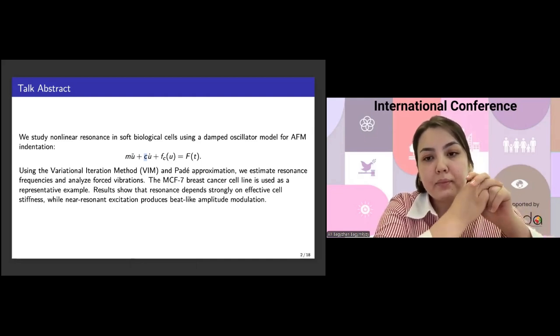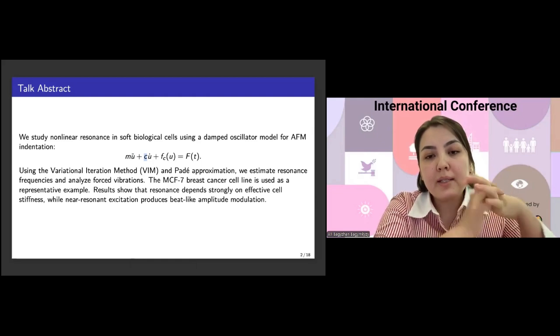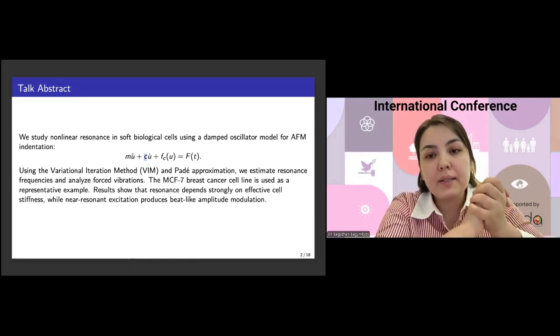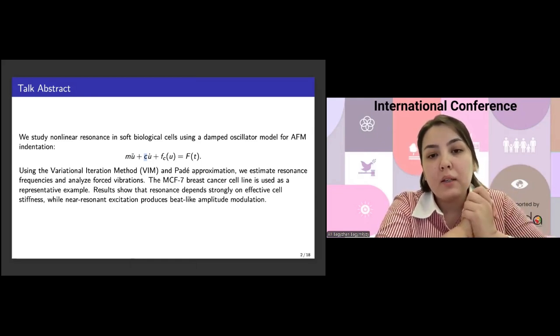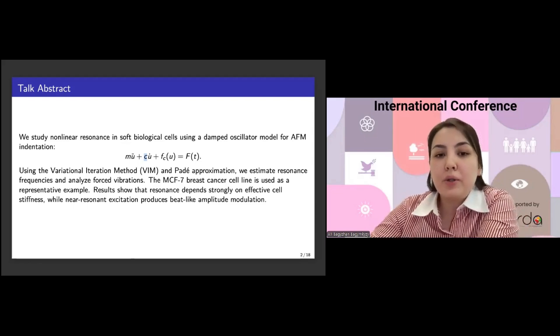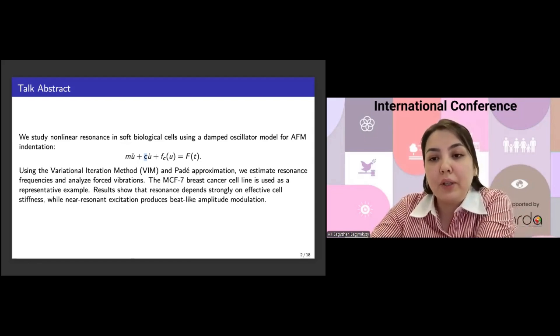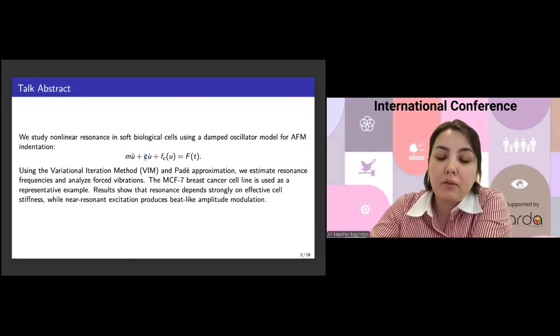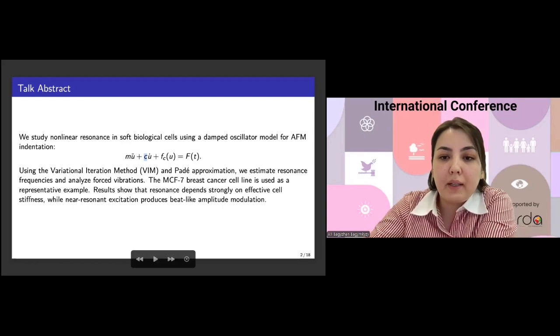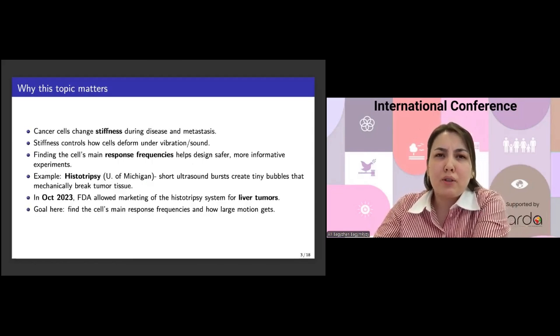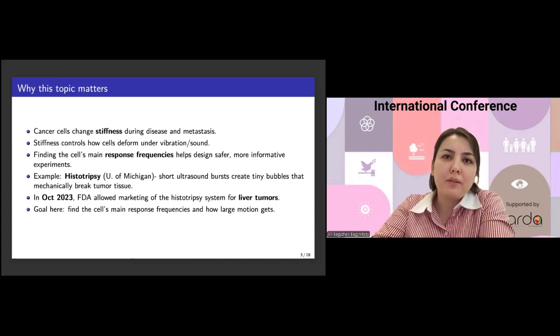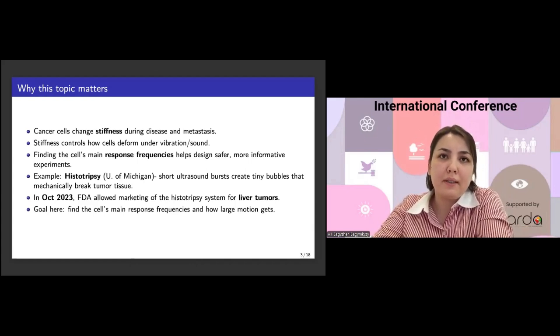And then, as an example, we use this breast cancer cell. Results show that the resonance depends strongly on effective cell stiffness, while near-resonant excitation can produce beat-like amplitude modulation.